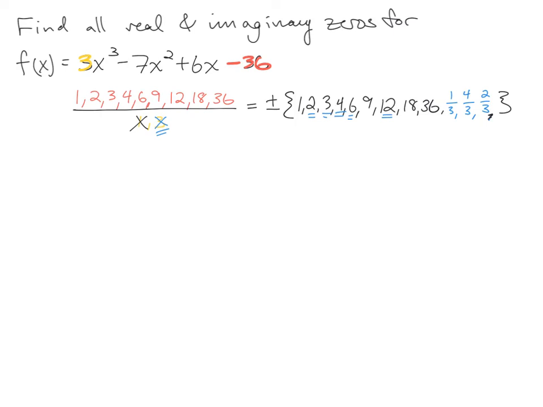Again, you want to be starting with lower numbers. You're more than welcome to try 12 if you want to, or -18, or heck, you can even do positive or -4/3. But the smaller numbers are going to be easier to do the synthetic divisions with, so I'm just going to start with 1, see if that works. Got 1, 3, -7, 6, and -36.